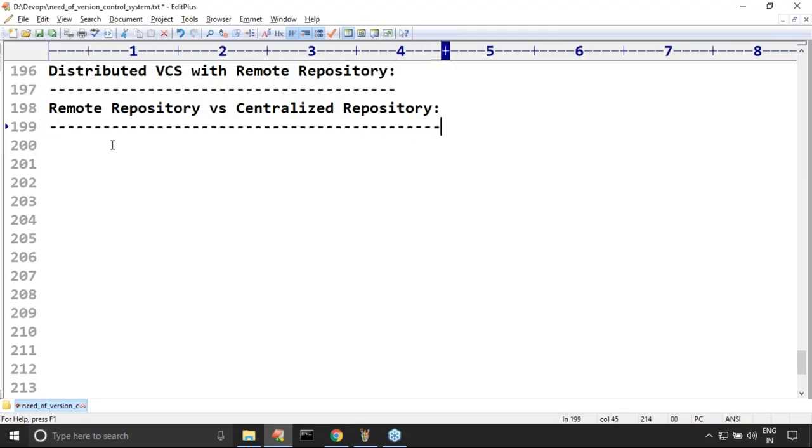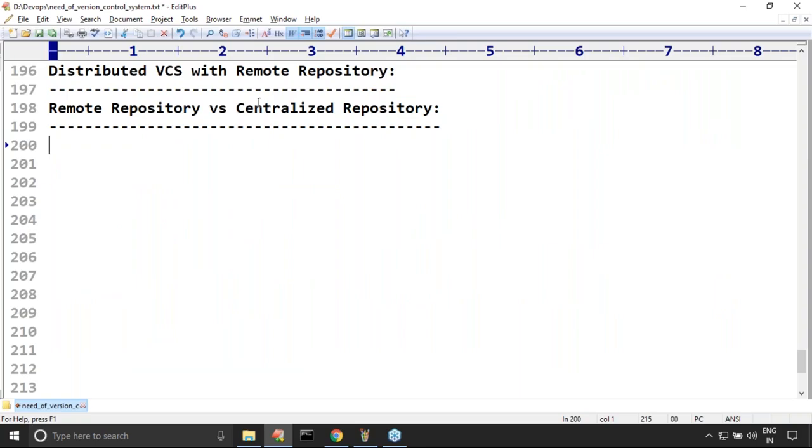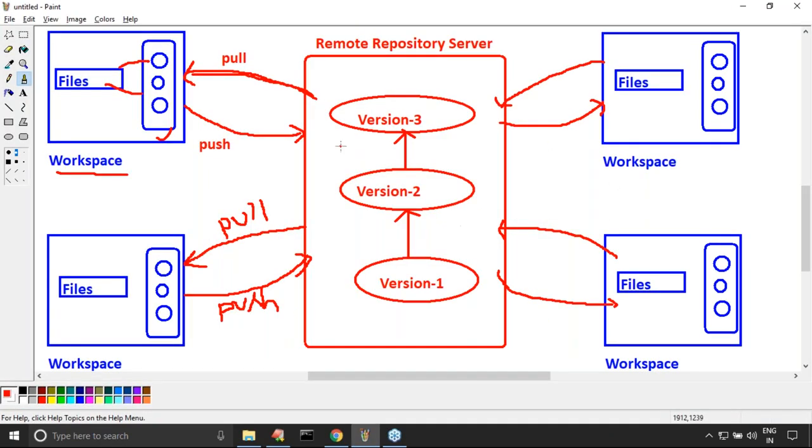So you can't say that this remote repository is the central repository. What is the reason for that? In the centralized repository, we perform the commit operation and checkout operation. Commit and checkout operations are performed on the centralized repository. But in the case of the remote repository, in this distributed model, the commit and checkout operations happen locally only. Then how can you consider it a centralized version control system?